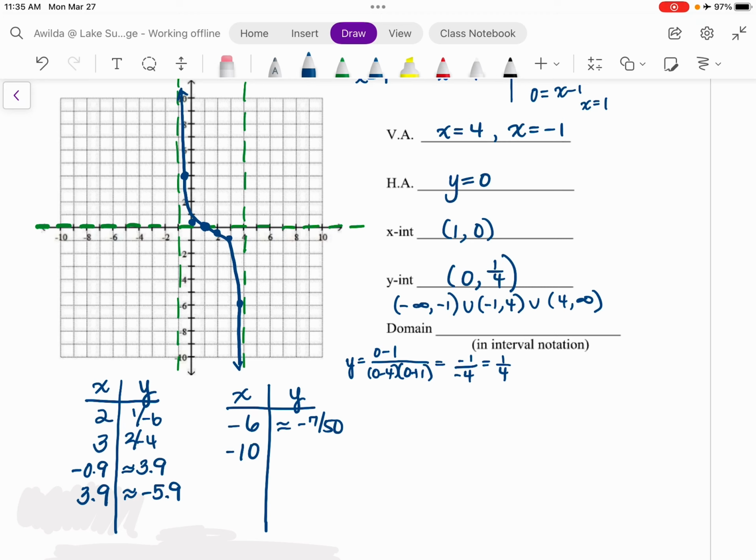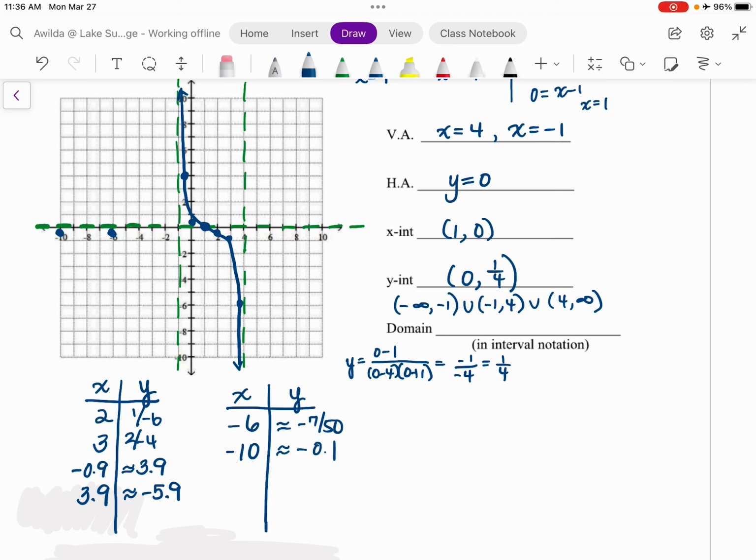And let's go ahead and plot that. -6 for x, and then -7/50 is not that much lower than the x-axis would be. I also chose x equals -10, and I got a very small number as well. I got approximately -0.1. So when x is negative 10, again, I get a very, very small value.